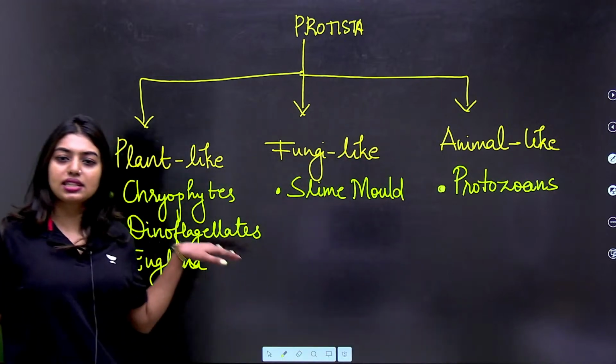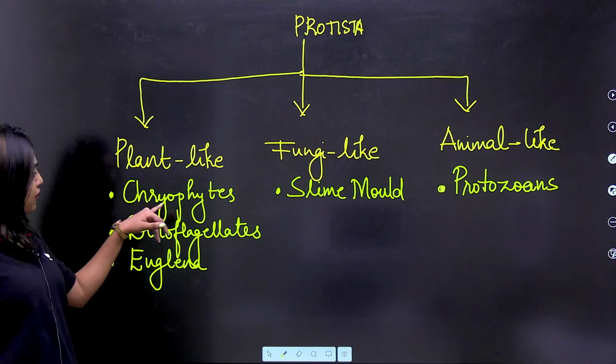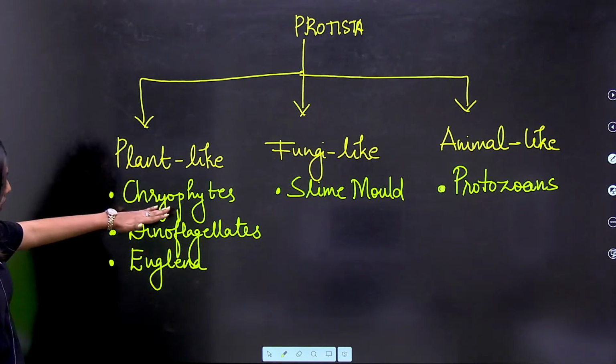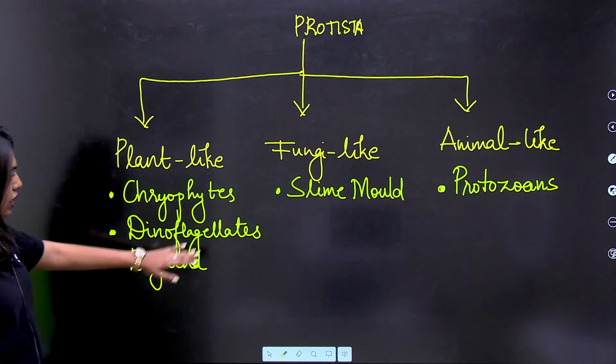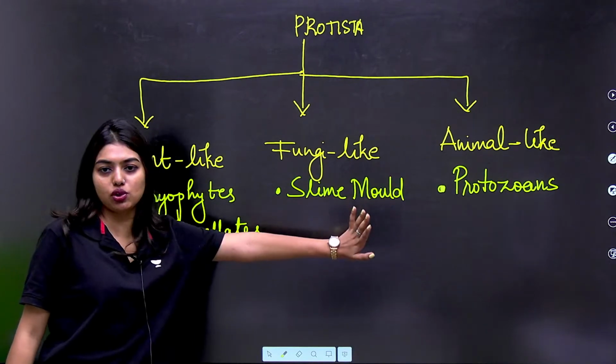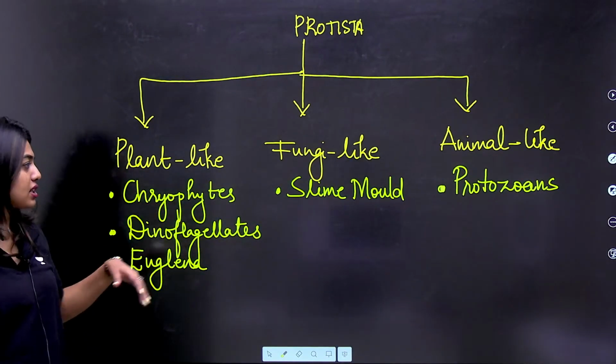Okay, students, these are the chrysophytes, correct? So plant-like, we have chrysophytes, dinoflagellates, euglenoids. Under fungi-like, we have slime molds. Under animal-like, we have protozoans. Now, I'll tell you why we have considered them.